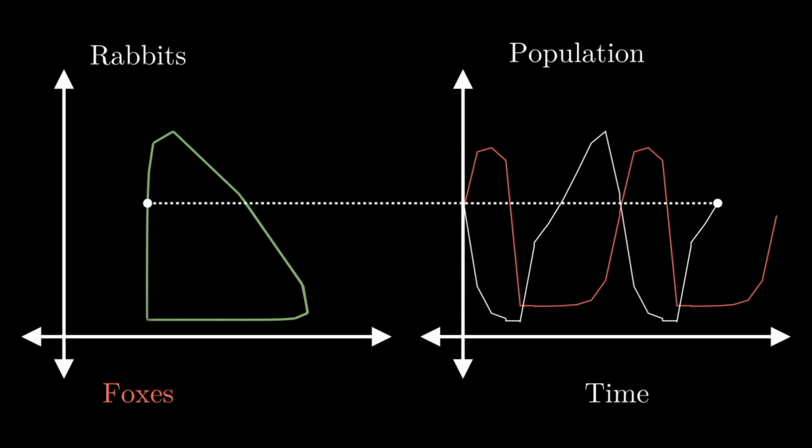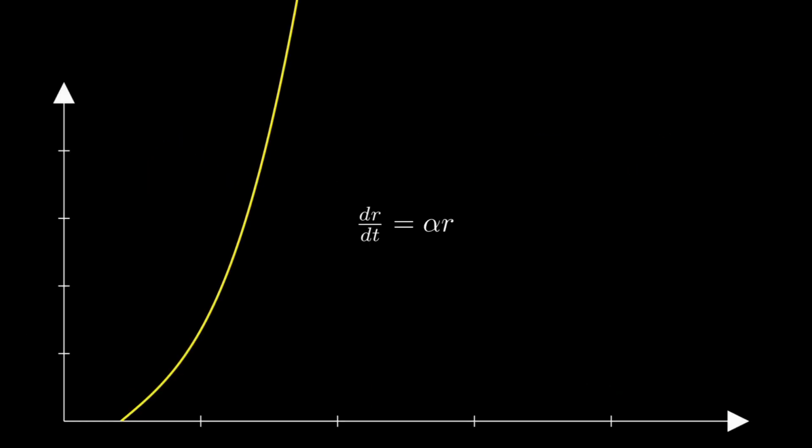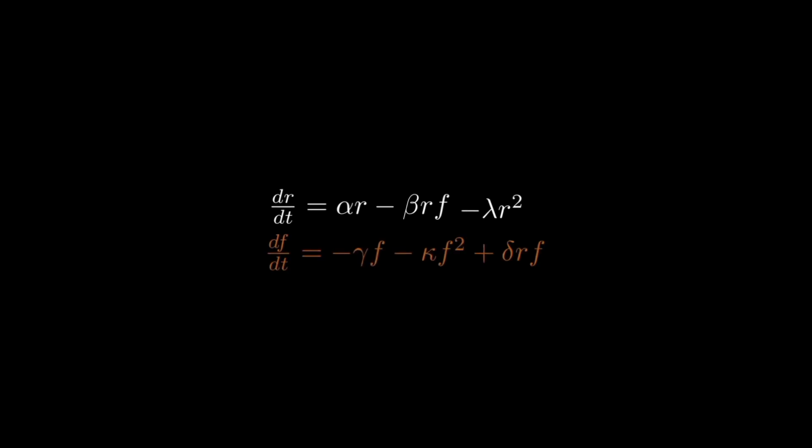But there's one problem with this idea. We'd assume that the population of rabbits would grow exponentially if there are no foxes. Considering there's only limited food available for the rabbits, Volterra modified the equation by subtracting this term to balance out things. This change will also affect the rate of change of fox population. Therefore, the new set of differential equations look like this.